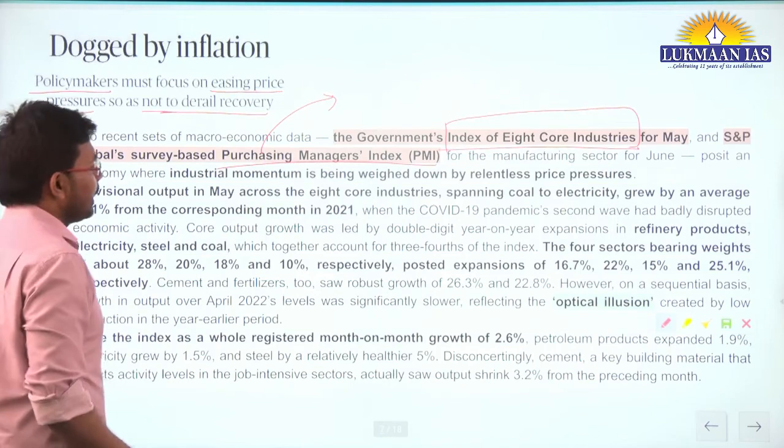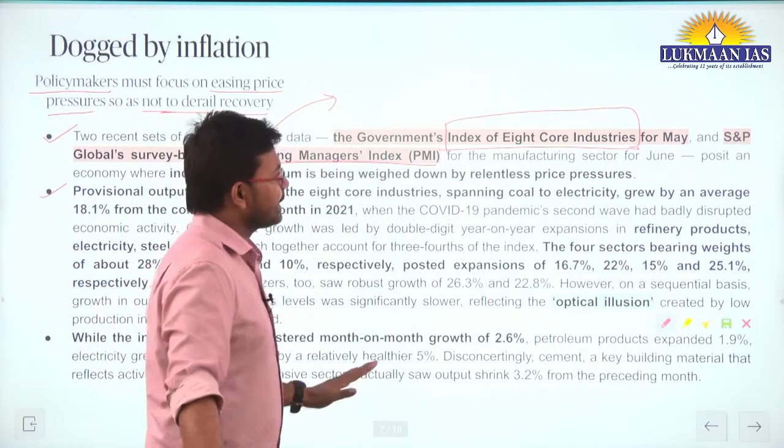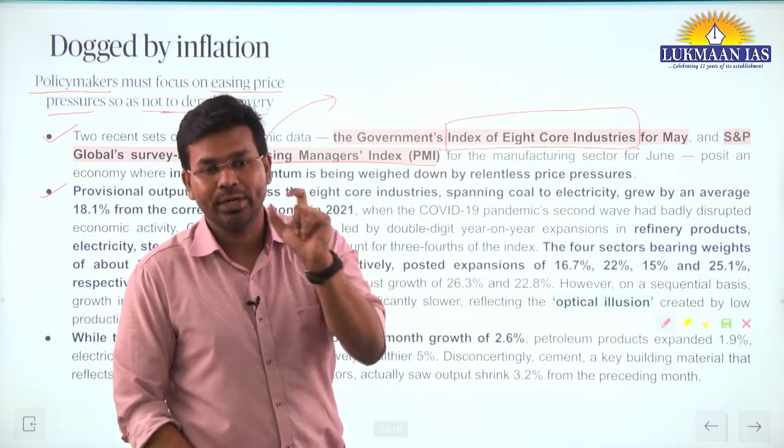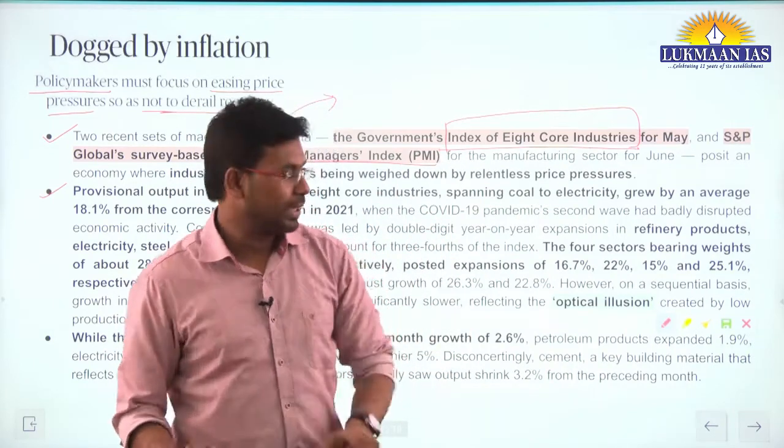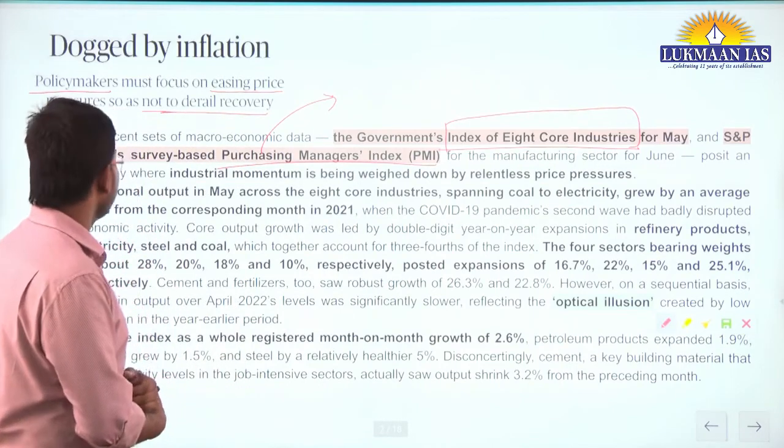Now here the author has mentioned that out of the 8 core industries, 4 industries have witnessed growth in the month of May. So what are those 4 industries?